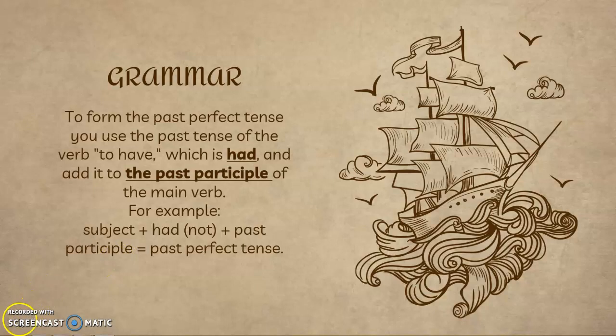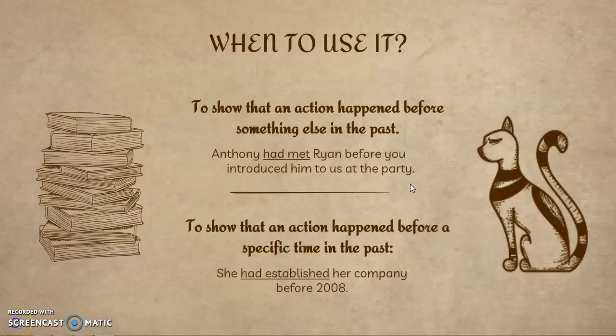Okay, let's see some uses. When to use past perfect? Well, to show that an action happened before something else in the past. For example, Anthony had met Ryan before you introduced him to us at the party. This action was the previous action to this one.